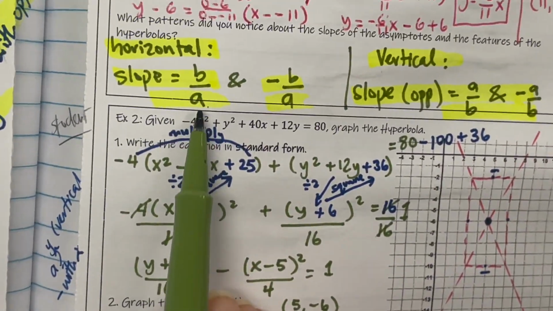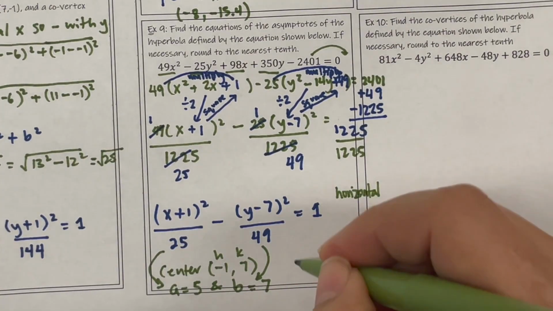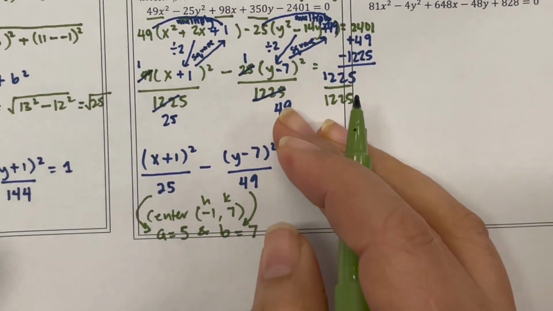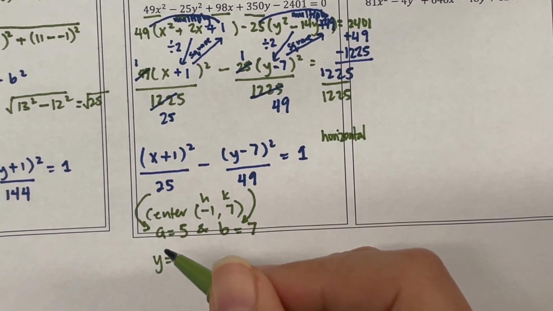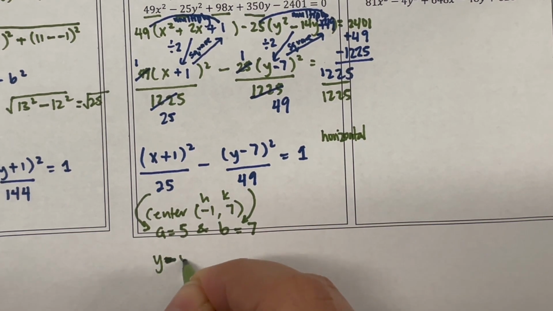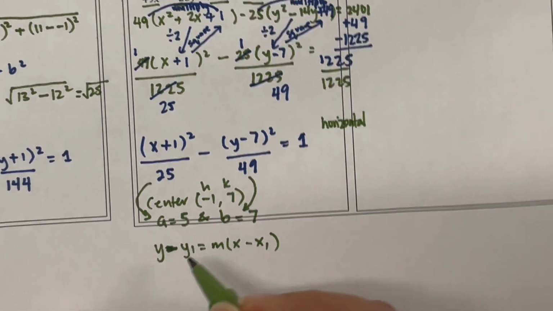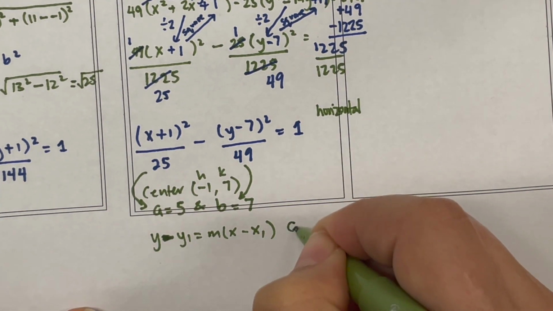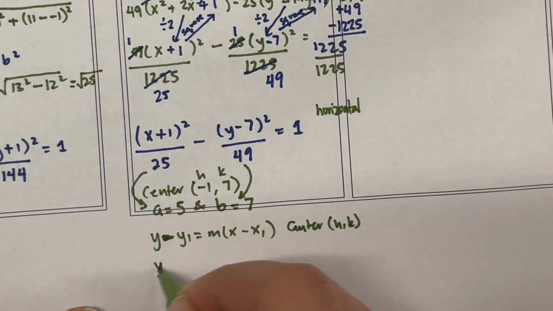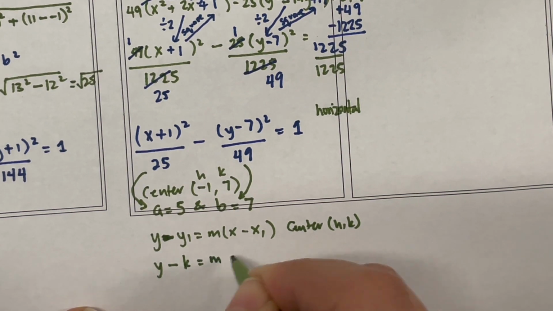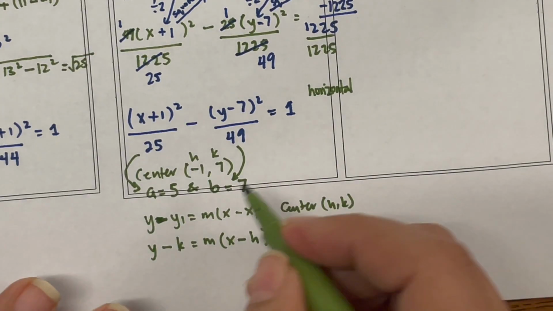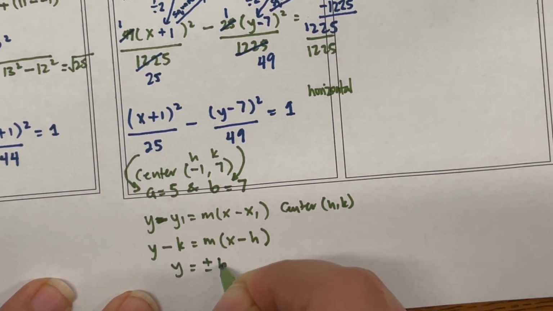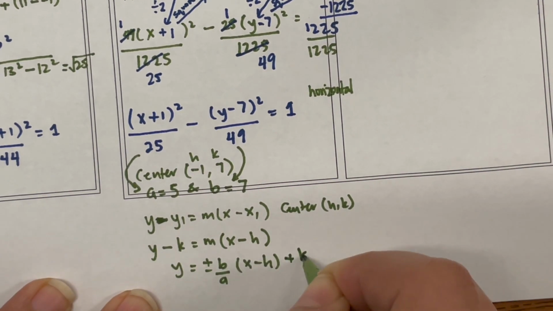So I'm going to show you the formula again. So it's B over A. All right, so it's y, the equation of any line, right? Y minus y1 equals m times x minus x1, and I'm going to use the center being h and k. So my x1 and my y1 is h, k. So y minus my y1, which is k, equals m times x minus my x1, which is h. And we just said that the m, when it's horizontal, is going to be b over a. Taking k to the other side, I'm going to get y equals plus or minus b over a, x minus h, plus the k I just took over.